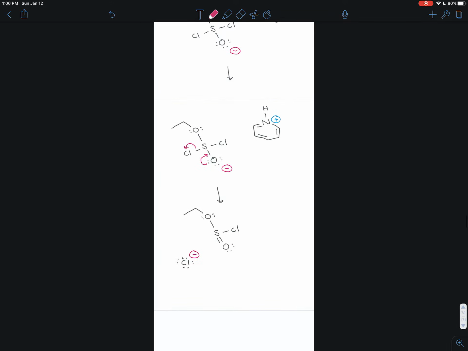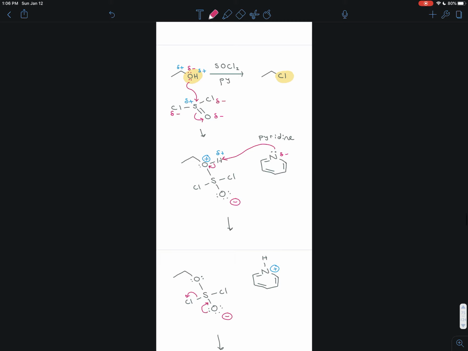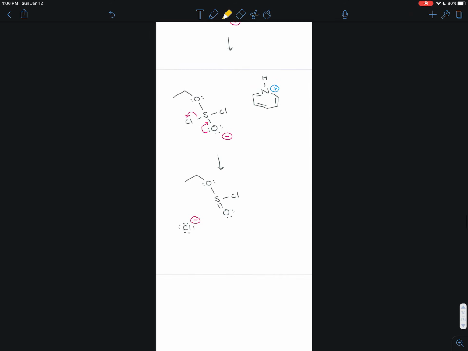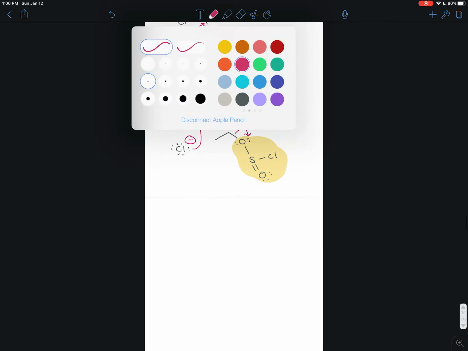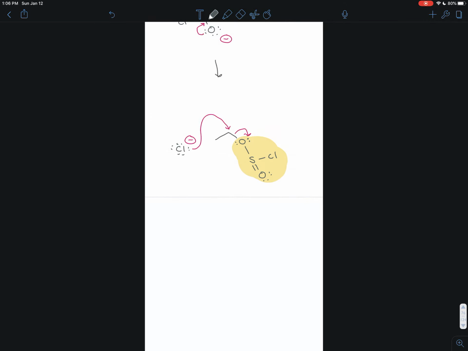So what have we accomplished here? We've turned this bad leaving group, the OH, into a good leaving group. This whole thing is a good leaving group. What can happen now is this chlorine that left a second ago can swoop in, attack this carbon, kick that oxygen off, and really just do an SN2 reaction.